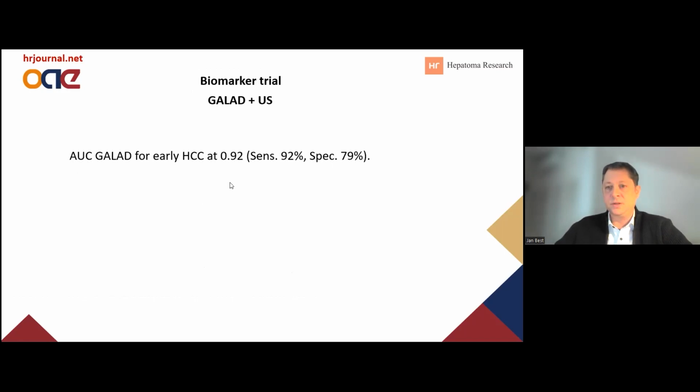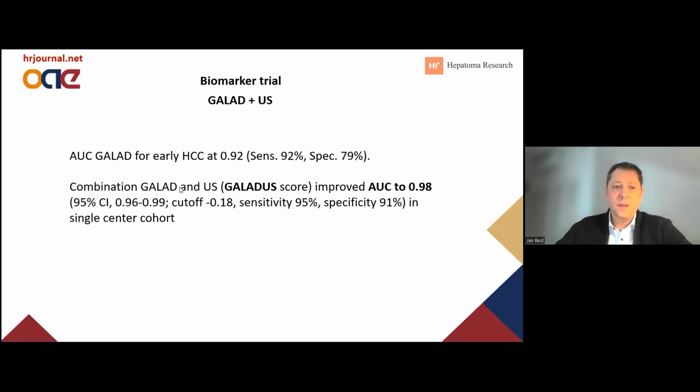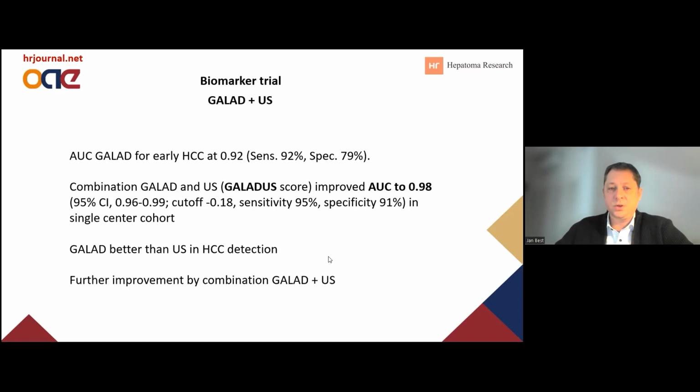It's still 0.92. And this is the most important fact, that if you combine the GALAD score plus ultrasound, and they called this the GALAD score, then the area under the curve was improved to 0.98 in this single center cohort. So the GALAD was better than ultrasound in HCC detection, but combining both is even giving a further improvement.